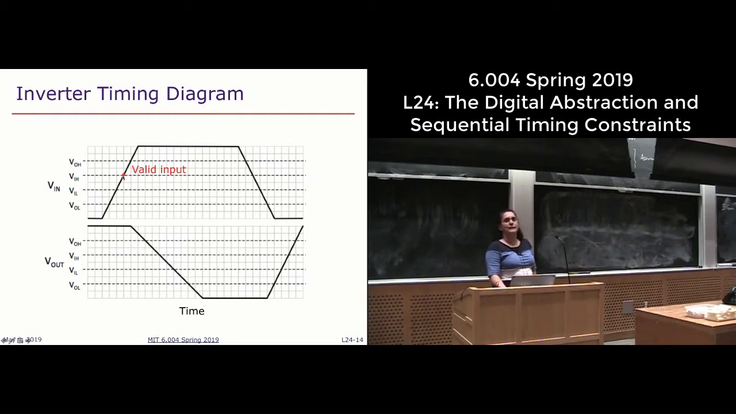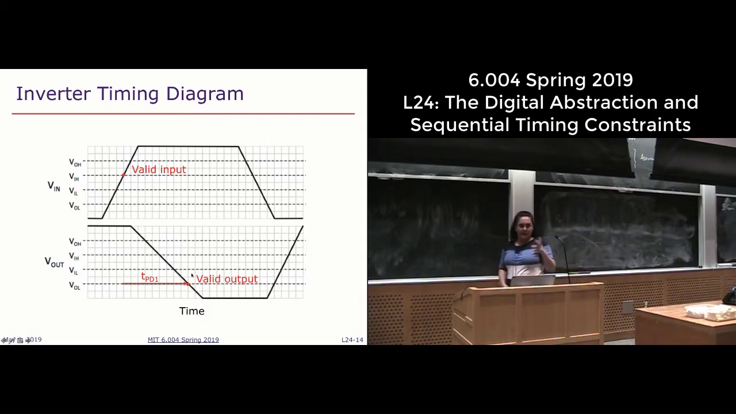That's this point on my curve. And then the second question is, what's the point at which my output first became a valid low output? That is this point right here, which is when my output dropped below VOL. So this time difference between when my input became its new valid input until my output reached its new valid output, that's the propagation delay.